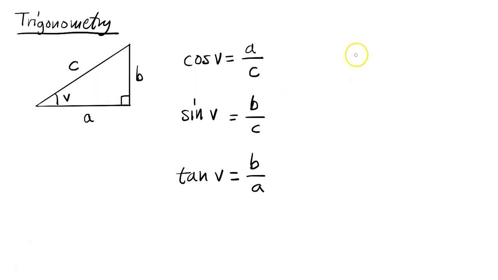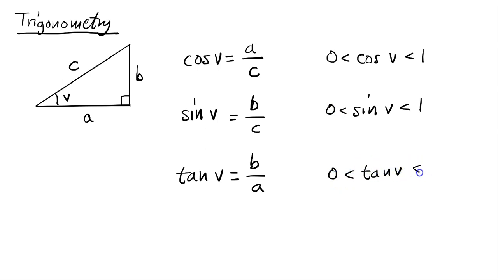Defining like this, then cosine will be a number between 0 and 1. And the same for sine of V. That will also be a number between 0 and 1. And tangent will be a number between 0 and infinity.